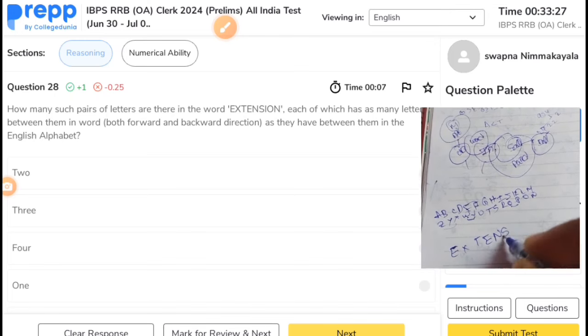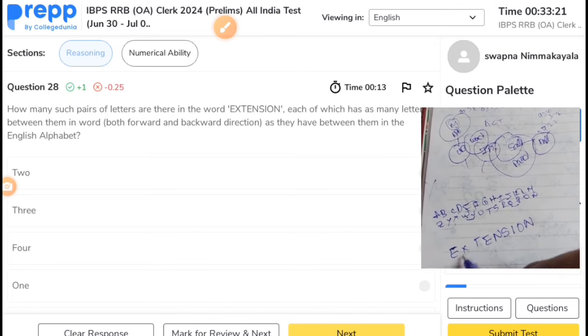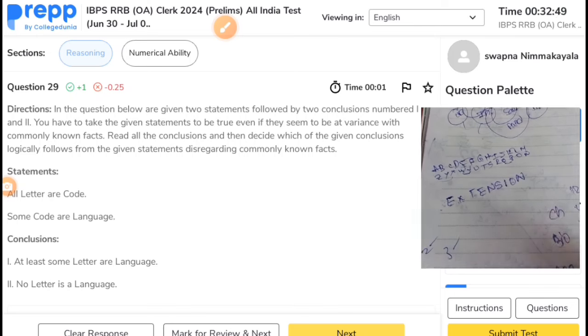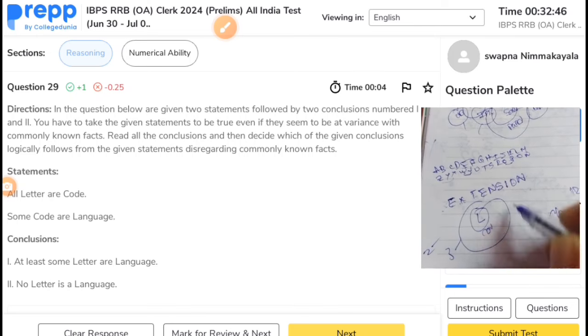Extension. EFGHIJKLM. EUVWXYJD. NOPQOSTUVIJK. NOPQ. OPQOST. JKLMNOSTUVWX. PQOEFGHTUV sub 3. All letter code.